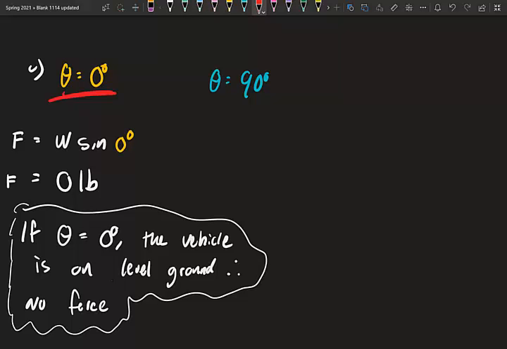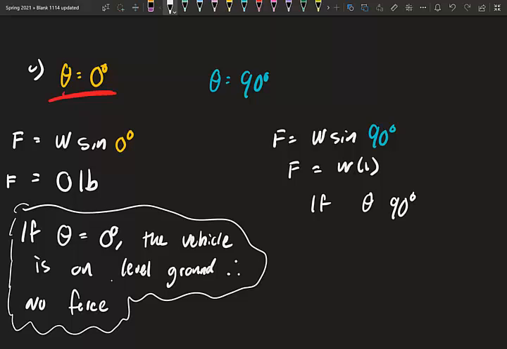For our next one, we have F equals W sine 90. Since that's a quadrantal angle, we can plug that into our calculator, and we get F equals W times 1, because the W didn't go away. Now, does that make sense? Whatever the weight is, that's going to be the force. Here, it was W times 0. That's why it's 0 pounds of force. But here, the weight is the force.